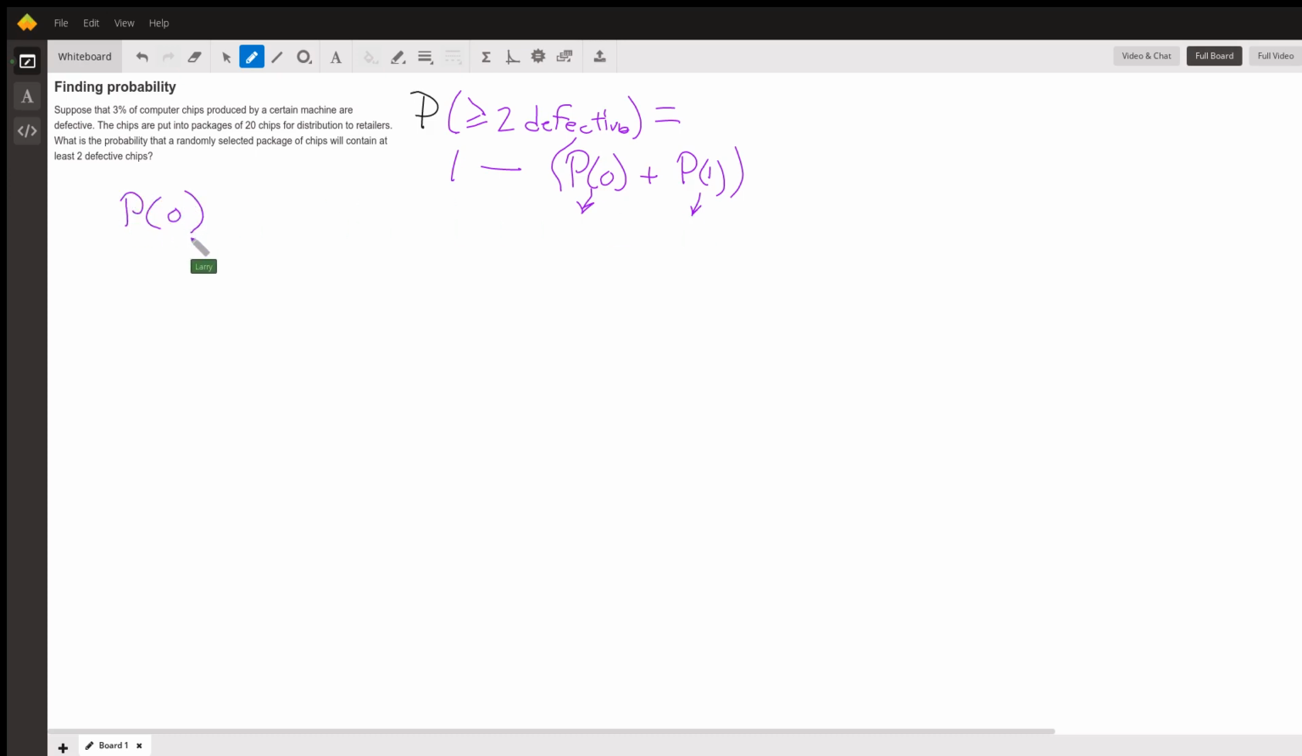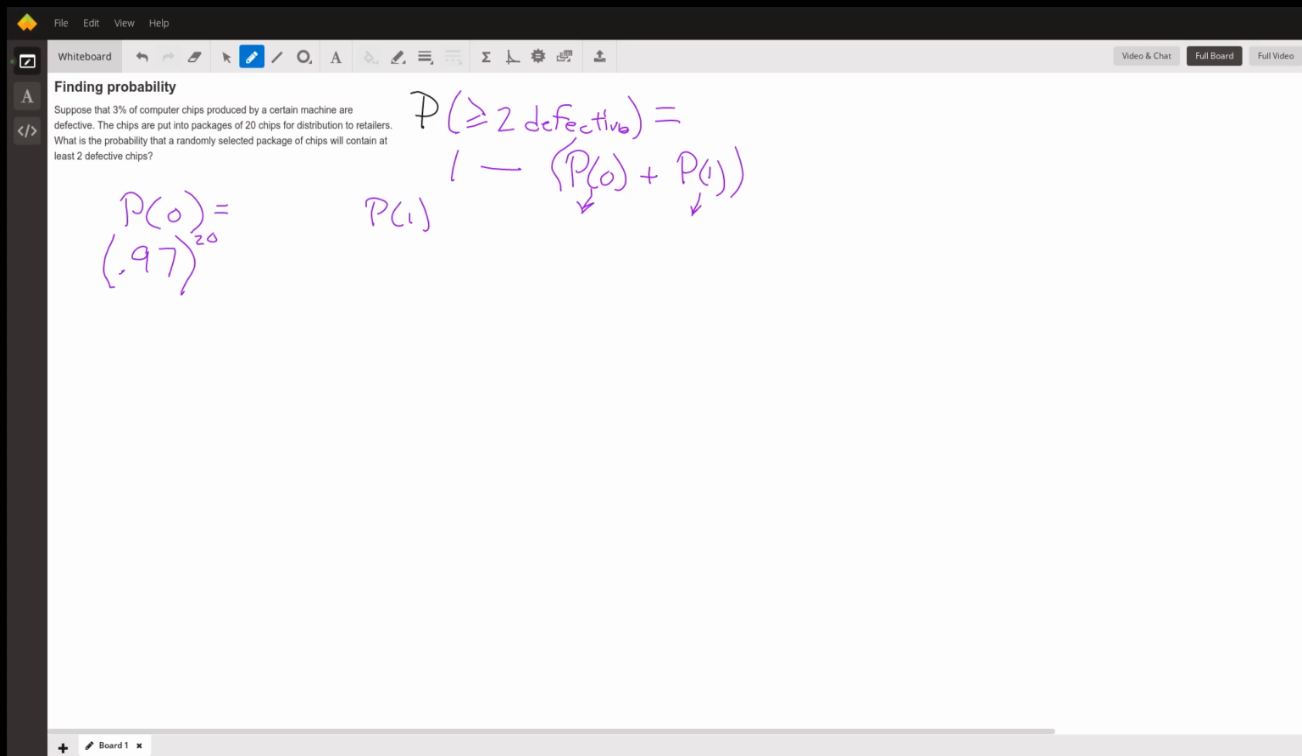The probability that they're all fine. Well, the probability that one chip is fine is 0.97. 3% are bad, 97% are fine. So you pick that first chip. It's got a 97% chance that it's fine. You have to do that 20 times in a row. The probability that all the chips are fine, zero defective, is 0.97 to the 20th power. That's easy. The probability of one is a little different.